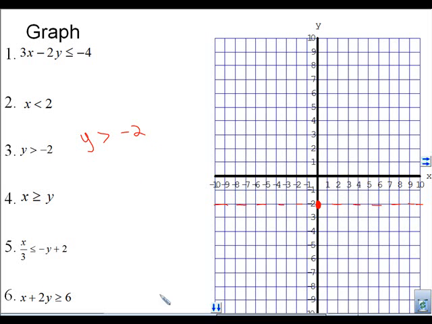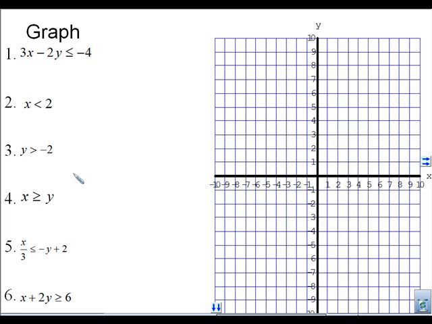Now if y is greater than 2, where are all the values greater than 2? Well, they're up, right? So you're going to shade above this line over here. Okay? Alright, let's take a look at the next example.